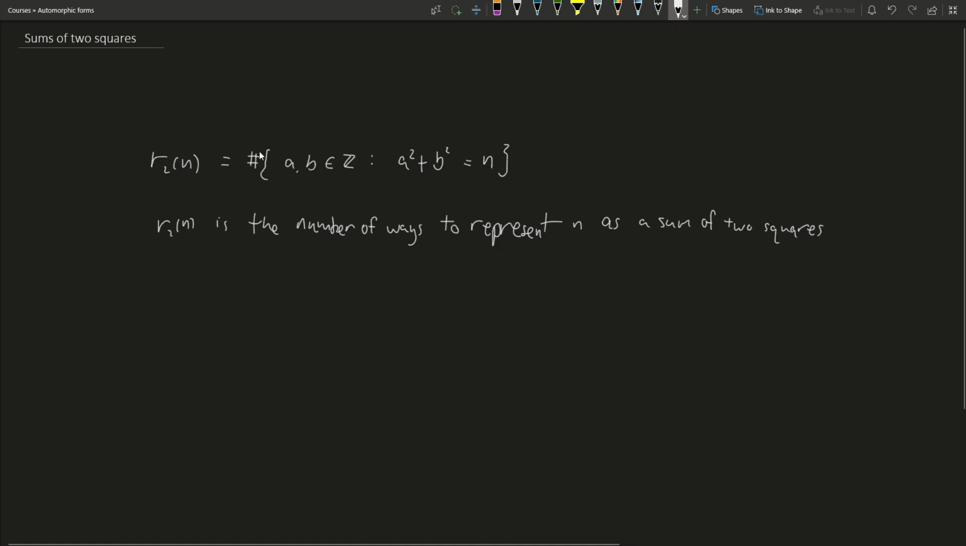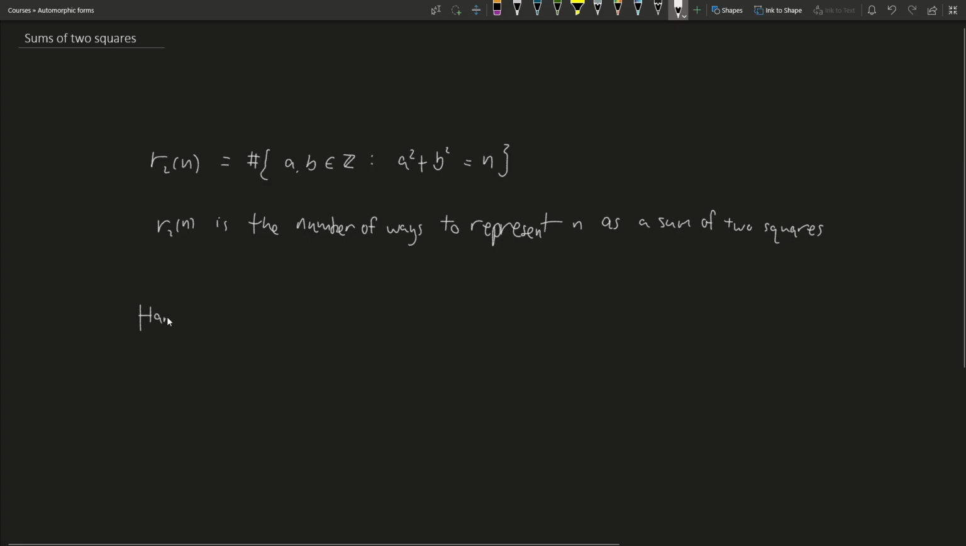And studying this function is somewhat classical, interesting for a couple different reasons. There's some famous results about when this is zero, but today I want to talk about asymptotic results for this. So the average behavior, the statistical behavior of this function.